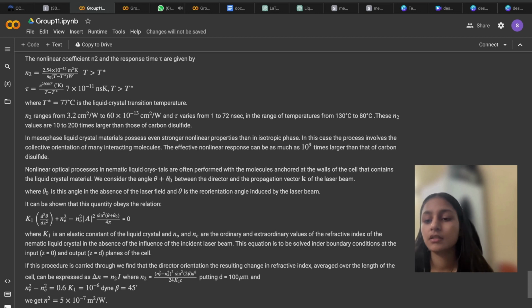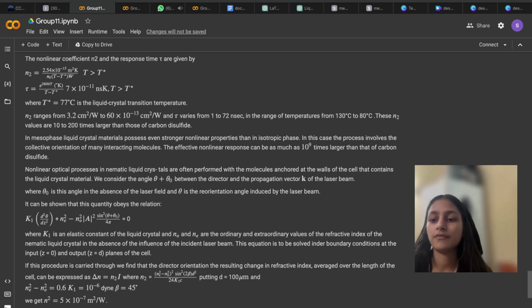This equation serves as a foundation for understanding how the director orientation of the liquid crystal changes in response to external stimuli, such as laser beam. To arrive at a meaningful insight, this equation needs to be solved while adhering to specific boundary conditions. These are the input plane z equal to 0 and the output plane z equal to z of the cell.